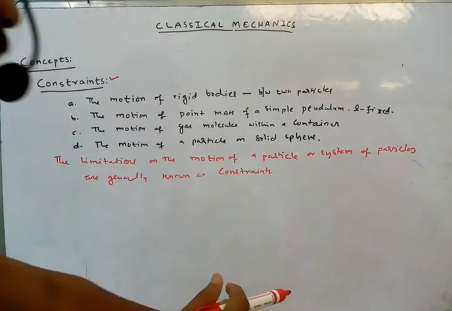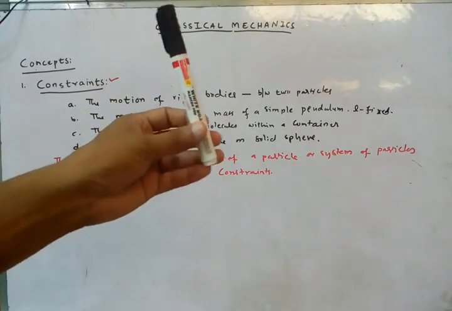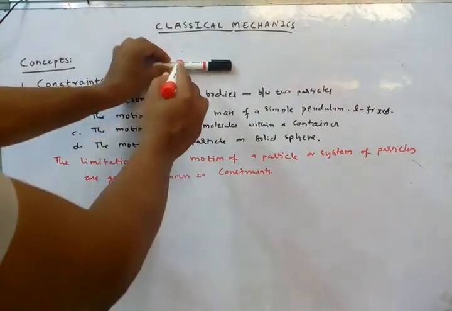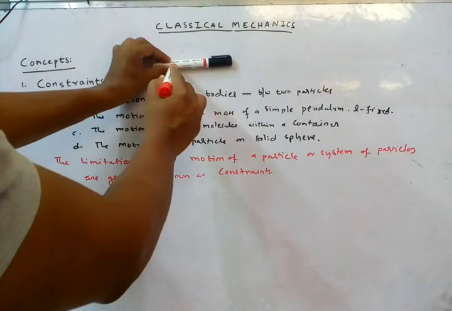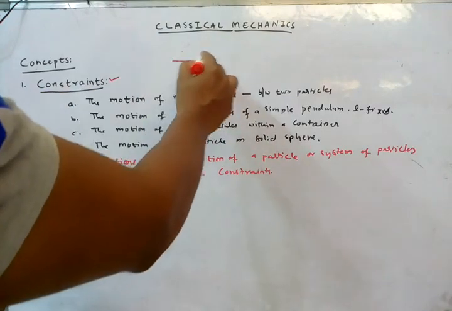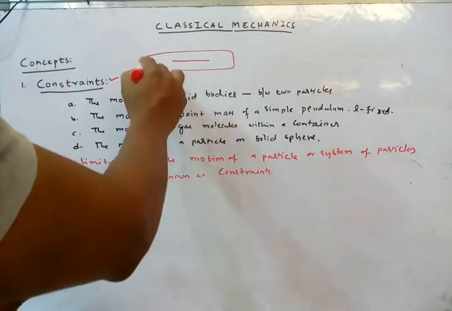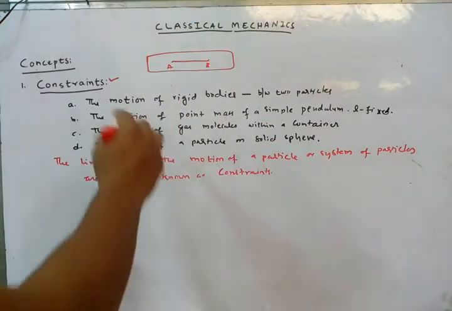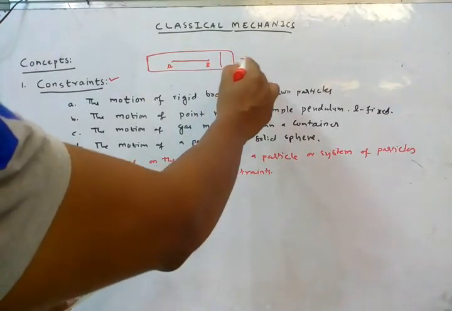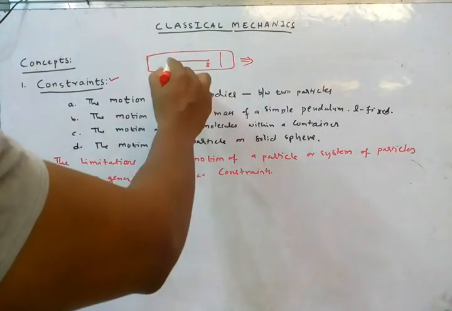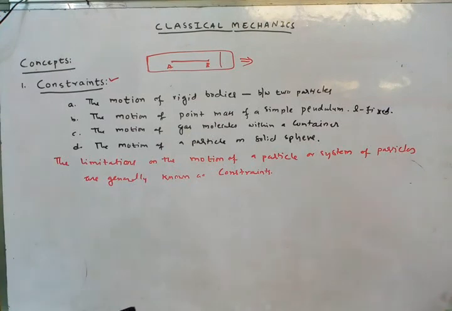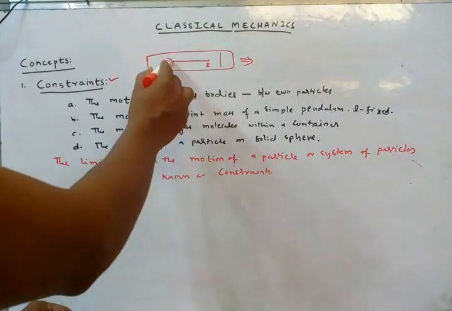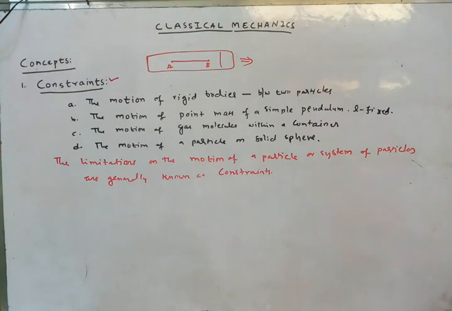For example, this is a rigid body. Here we have two particles, and this is a marker. While the body is in motion, the distance between these two particles is not changing. That is the constraint of this rigid body. It means the distance between these two particles does not change.